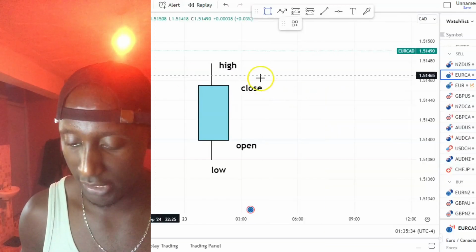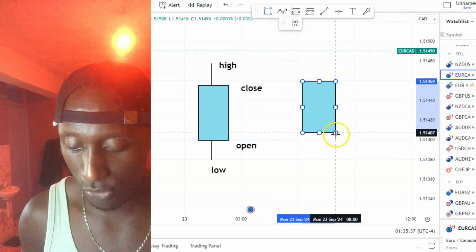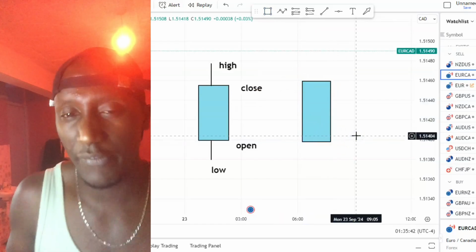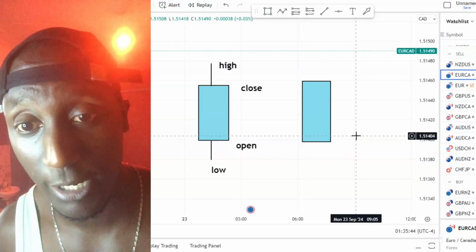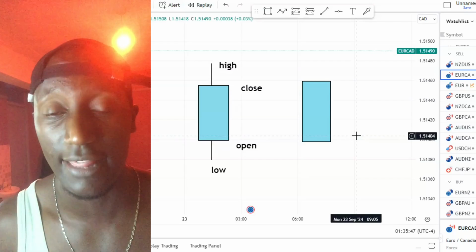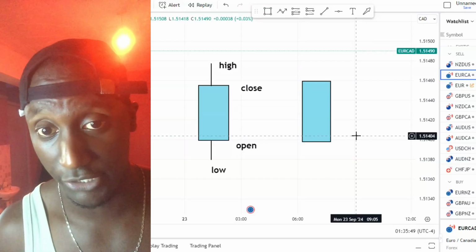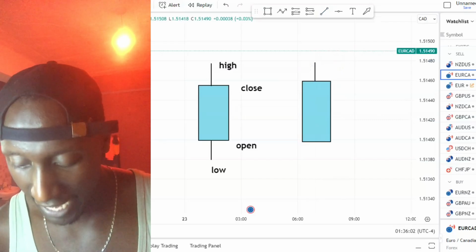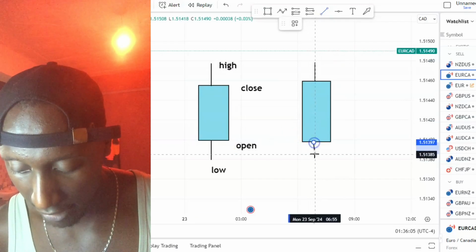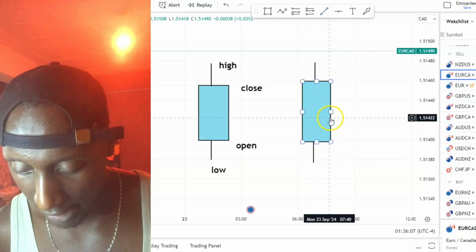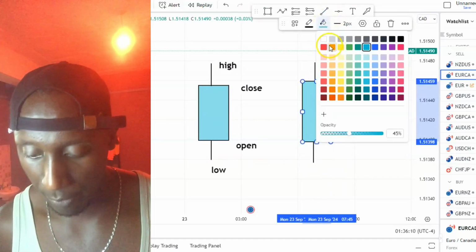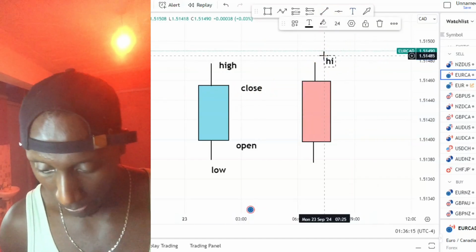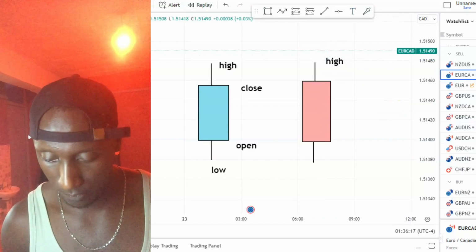A bearish candle is just the opposite, but you need to keep in mind that the high and the low never change. The high, by definition, is the highest point price reached in that period, and the low is the lowest point price reached in that period. So even on a bearish candle, the high is still the high and the low is still the low. So let's color it red to represent price going down. This is the high here, and then we have the low.